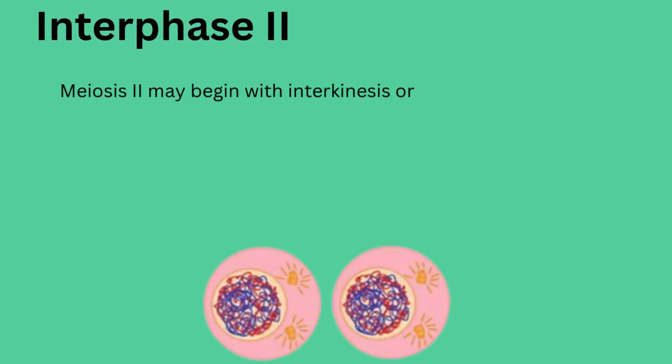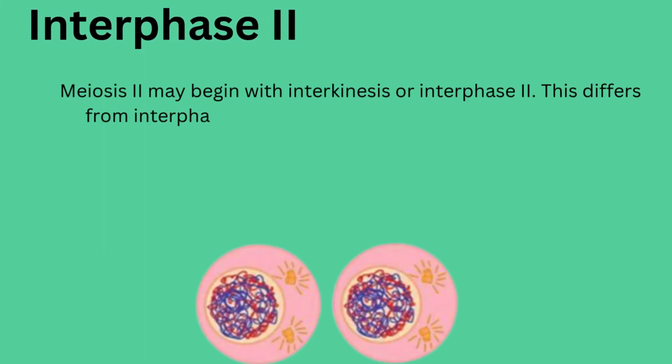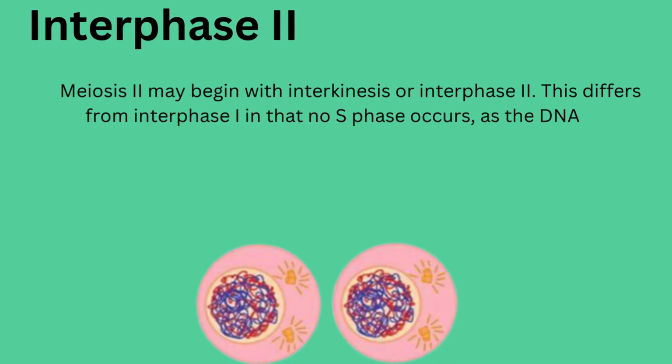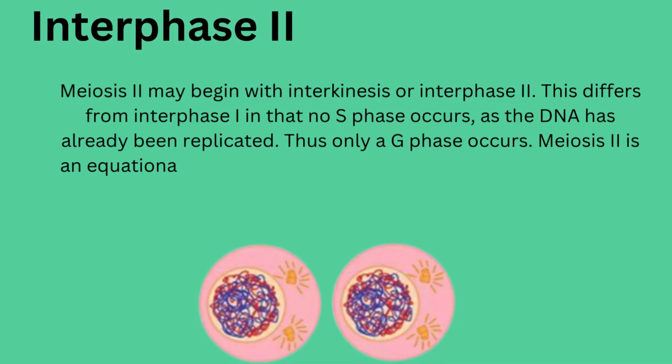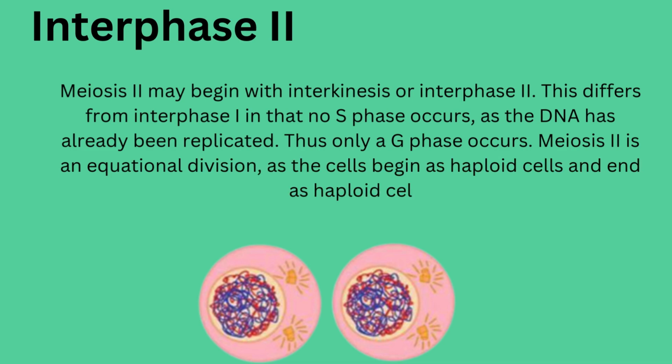Meiosis II may begin with interkinesis or interphase II. This differs from interphase I in that no S phase occurs, as the DNA has already been replicated. Thus, only a G phase occurs. Meiosis II is equational division as the cells begin as haploid cells and end as haploid cells.